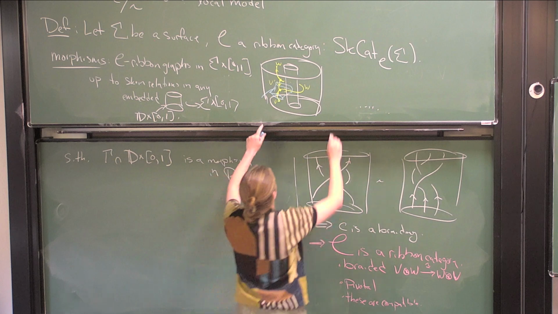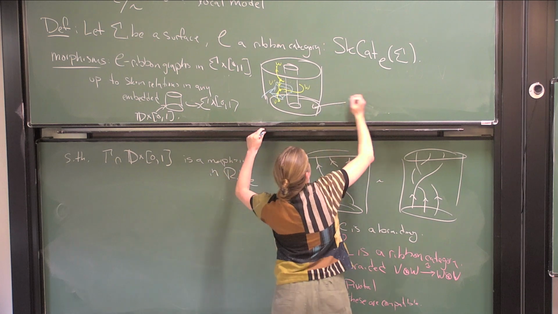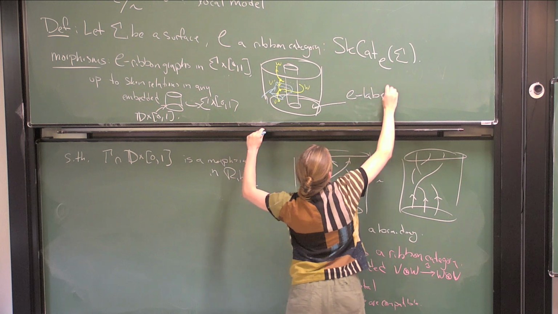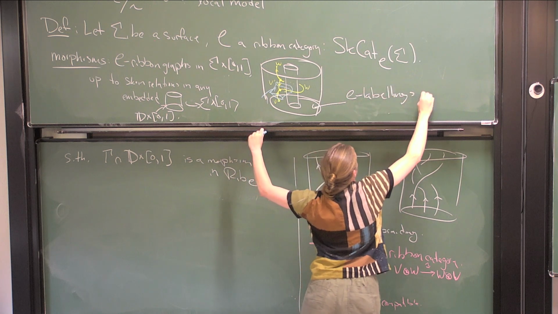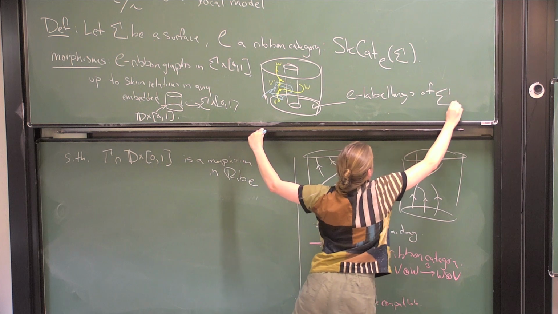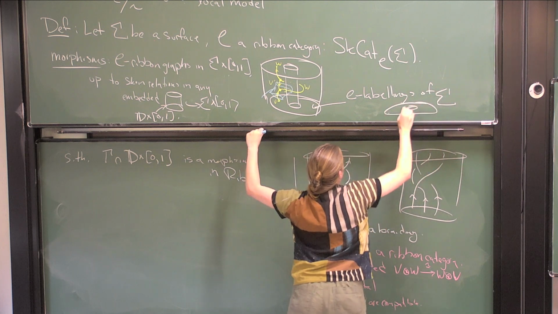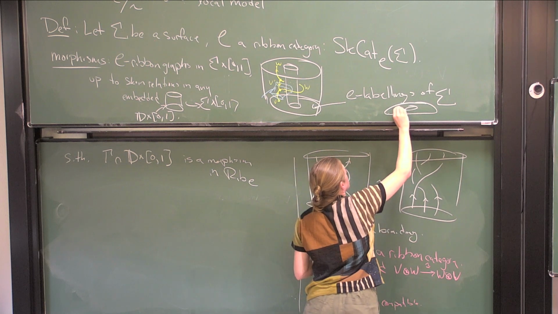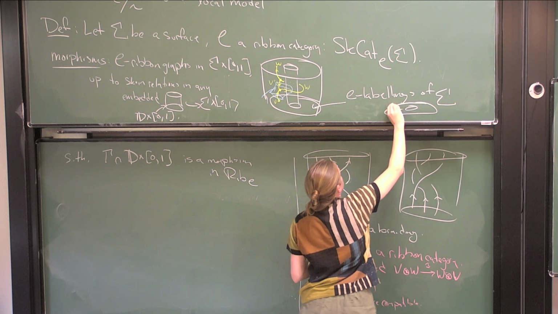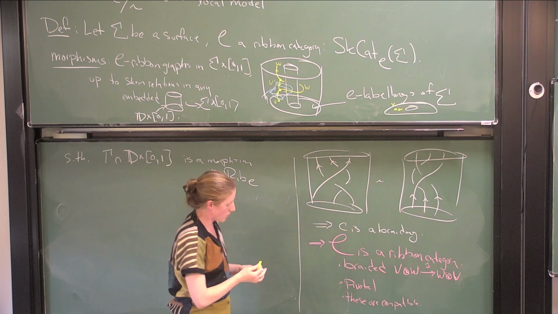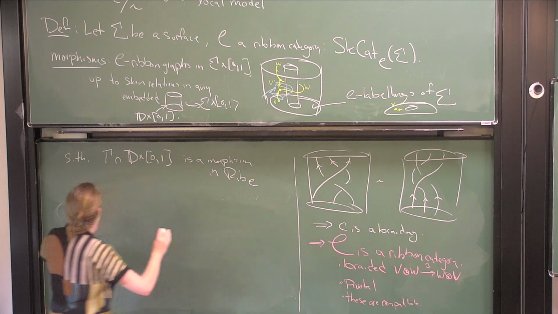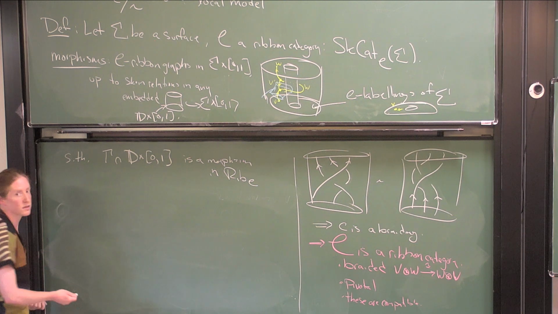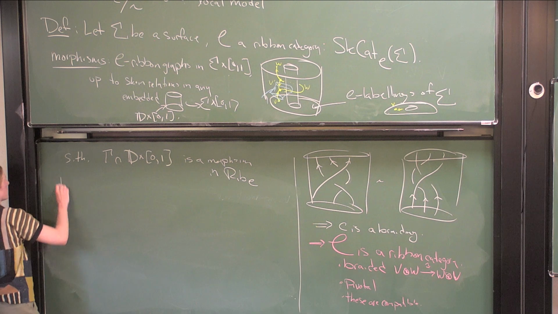What are my objects? So my objects are going to be these C-labelings of sigma. So they're all going to look like sigma with a bunch of marked colored oriented points. This one would be maybe plus V as an example. Okay, so now I have my Skein category. I've given you a definition. Let's talk about some properties of this.